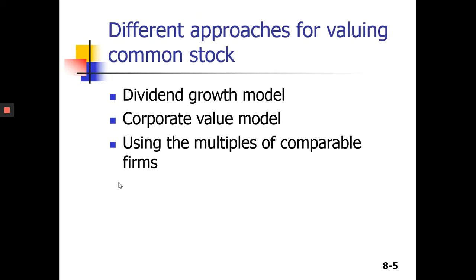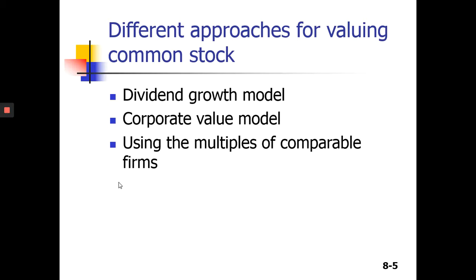Then we will discuss the different approaches used to find the value of a stock. For example, the dividend growth model. These are the models which are used to find the value of a common stock. We will then discuss the corporate value model, and the third type of approach is using the multiples of comparable firms. For example, price to earning ratios. On the basis of the price to earning ratios of two firms which are comparable, of course, we can find the value of a common stock of one firm based on the price to earning ratio of the other firm.